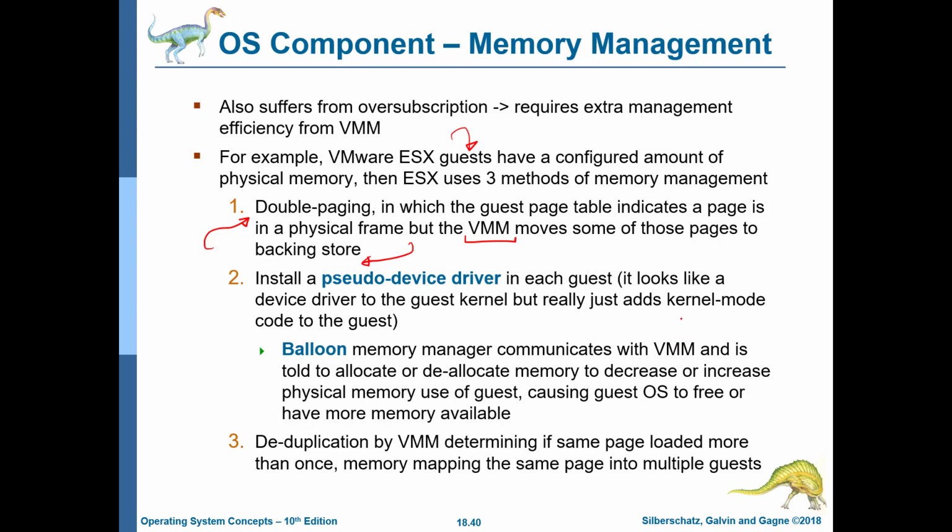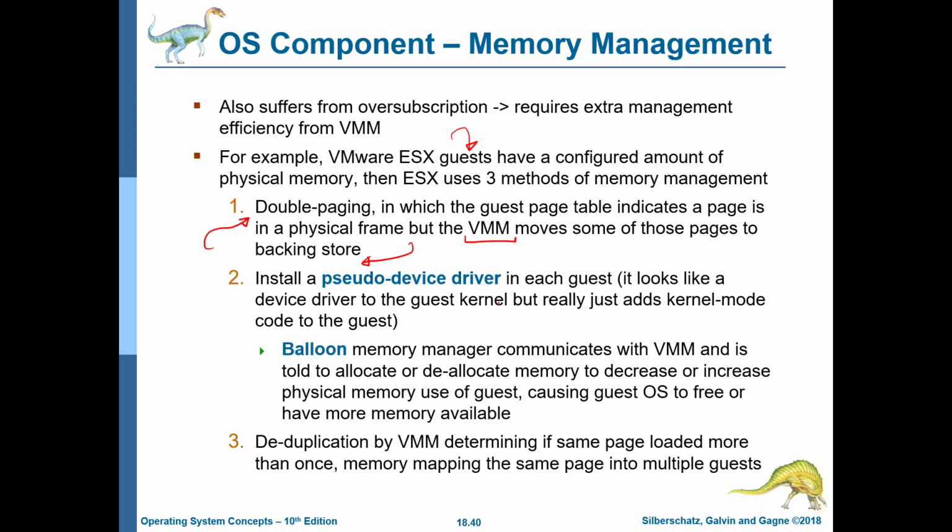The second option is to slightly break the abstraction of the fact that the guest OS is unaware that it is running on a VMM. The OS is still unaware, but we play a little trick. We install a pseudo device driver, which is not a device driver for an actual device, but is actually a device driver for the hypervisor. Hypervisor and VMM are the same term, just in case you have been missing that up till now. To the guest kernel, it looks like a regular device driver. It runs in kernel mode. It has a balloon memory manager, which actually communicates directly with the VMM.